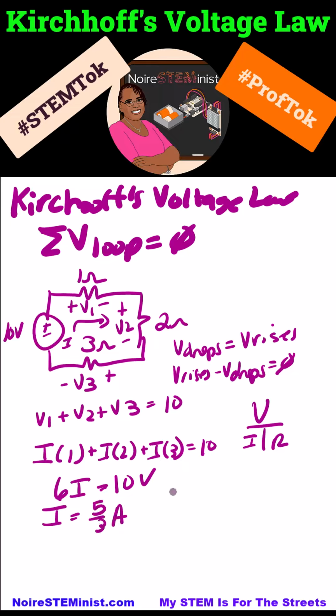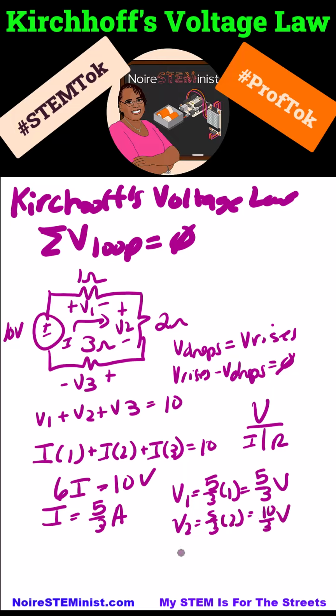Since I is 5 over 3 amps, V1 is going to be 5 over 3 times 1, or 5 over 3 volts. V2 is going to be 5 over 3 times 2, which is 10 over 3 volts. And V3 is going to be 5 over 3 times 3, which is 5 volts.